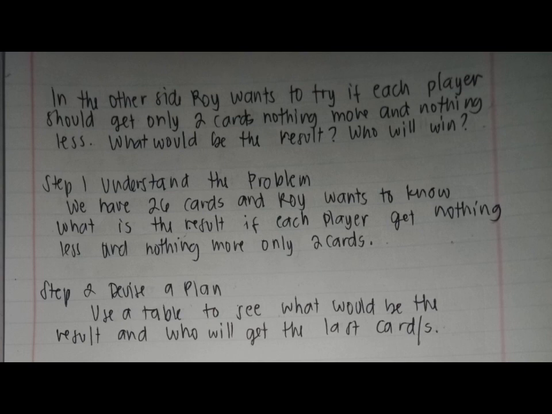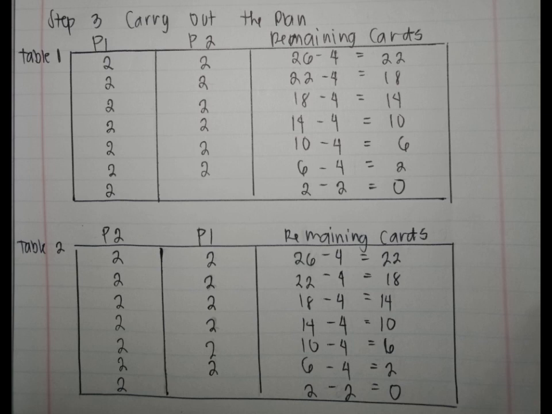In this problem, we can use Polya's four-step process for solving problems. The first step is to understand the problem. So we have 26 cards and Roy wants to know what the result is if each player gets nothing less and nothing more than two cards. Our next step, devise a plan: use a table to see what the result would be and who will get the last cards. We have step 3, which is carry out the plan.